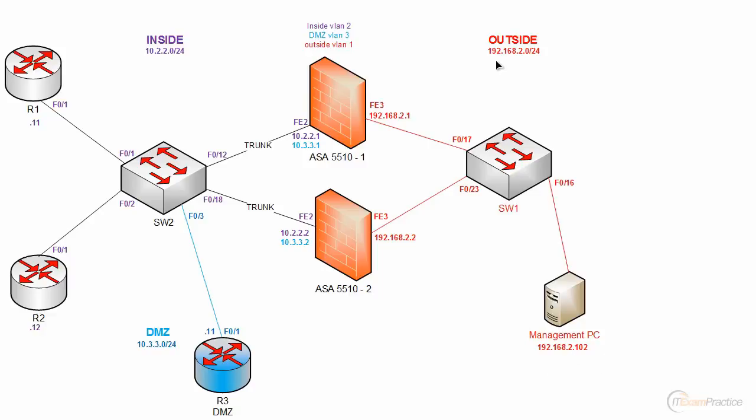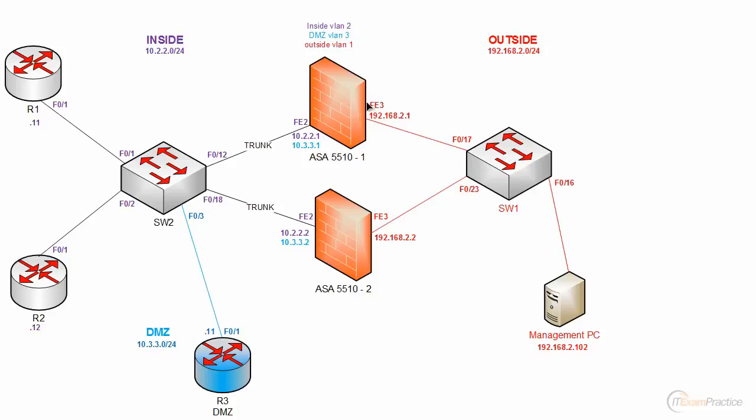The outside range is 192.168.2.0. The inside range is 10.2.2.0. Our main focus is on router 1, which is a host that is inside, and router 3 is a DMZ host.